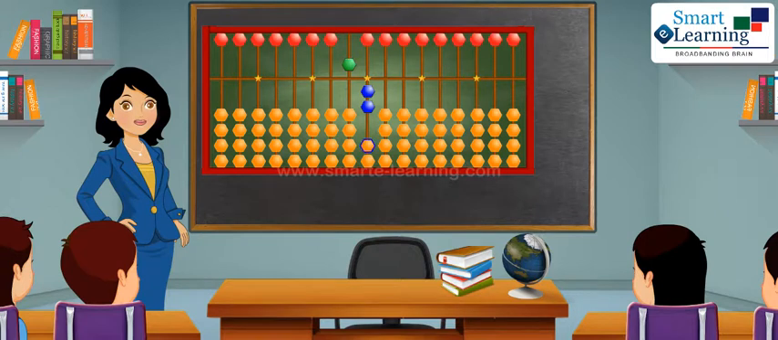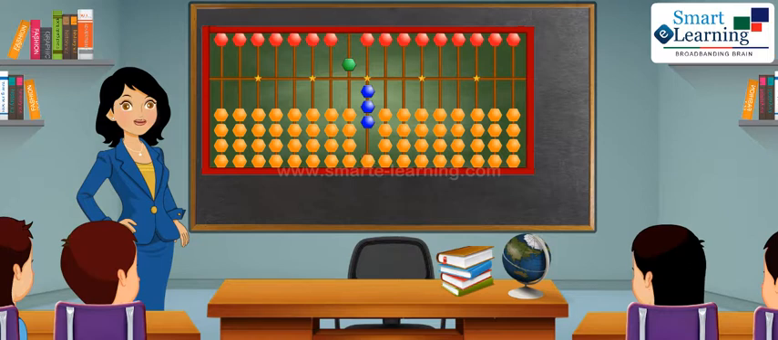To show number 53, 1 heaven bead of tens place will remain as it is. Bring 1 more earthen bead of ones place upward to show 3 on ones place. This is number 53.